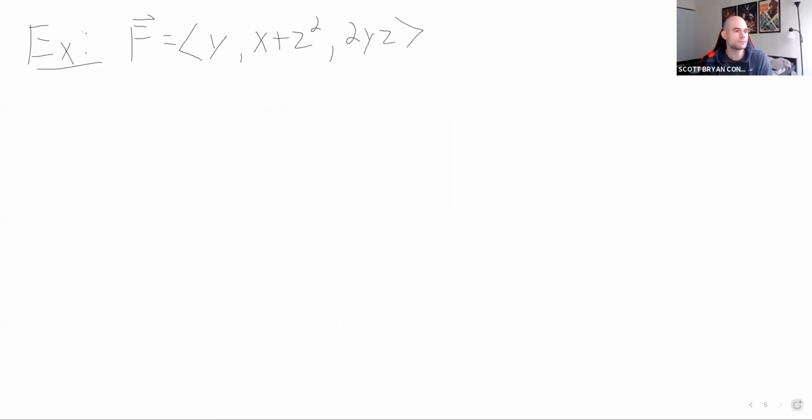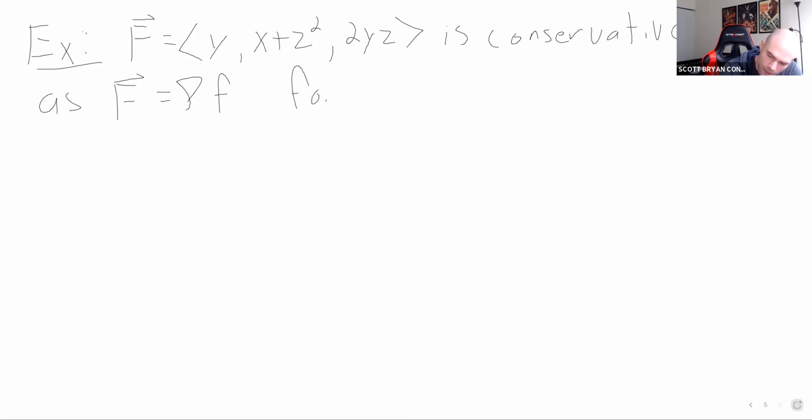Okay. So, for example, if we have the vector field y, x plus z squared, 2yz, that is conservative since it is the gradient of the function xy plus yz squared. So that's a potential function for this.